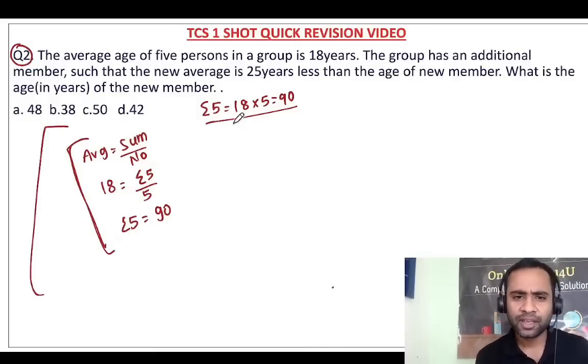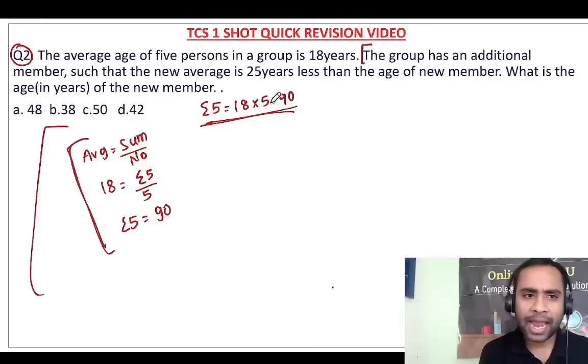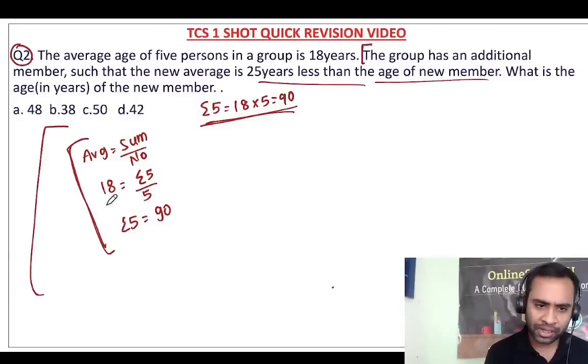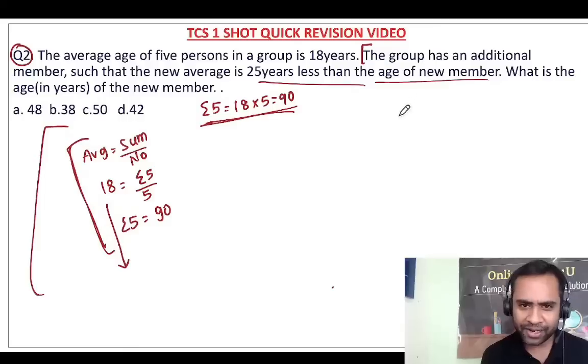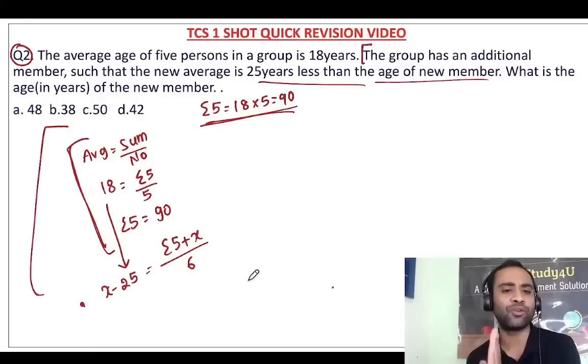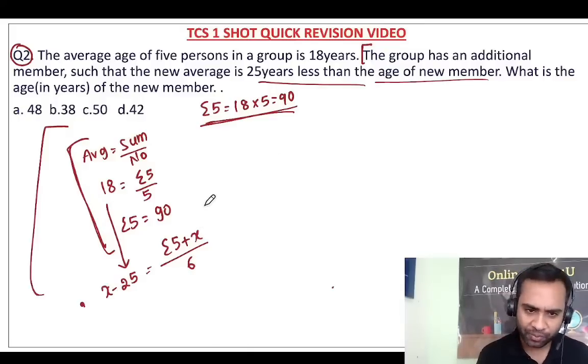Okay, fine. Now the total sum is nothing but 90. The group has an additional member such that the new average is 25 years less than the age of the new member. So suppose the new member's age is x, total number will become 6. Now the new average is 25 years less than the age of the new member. So the new member's age, I assumed it is x.